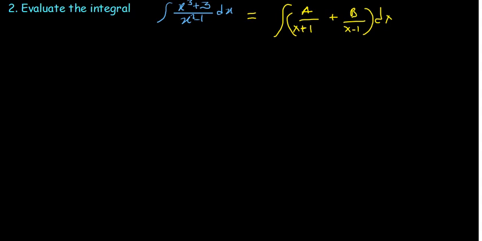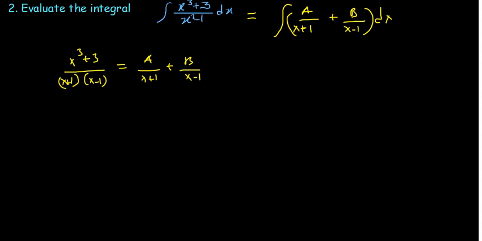So our aim is just to find the values of A and B. So x to the power 3 plus 3 divided by x squared minus 1, which is x plus 1 and then x minus 1, should be equal to A divided by x plus 1 plus B divided by x minus 1.